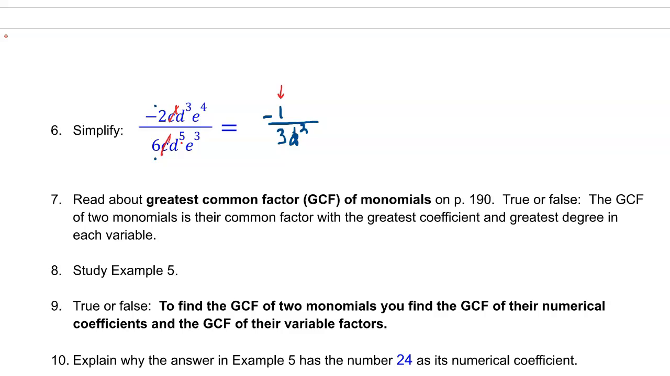Now, what happens with the letter E? The exponent of the numerator is larger than in the denominator. When we subtract exponents, 4 subtract 3 makes 1. Where is that e to the first power? Is it in the top or the bottom? And it will be in the top. So the final answer could be written like this: -e over 3d squared.